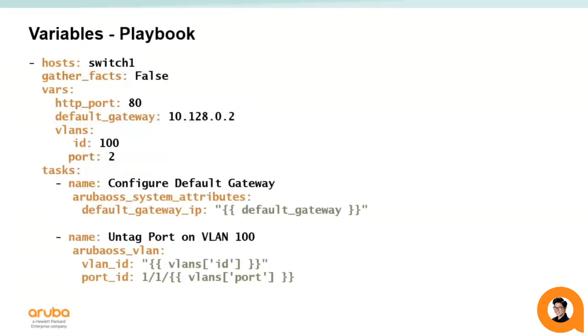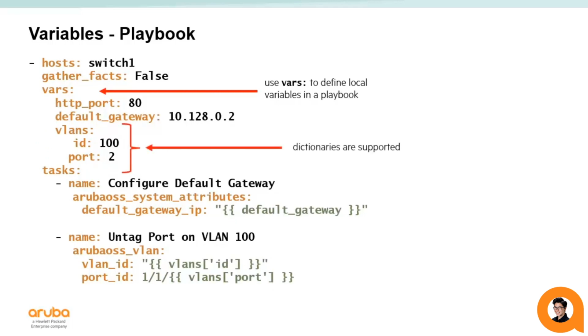Variables in playbooks are relatively simple. Here's an example playbook where we have variables defined. To define a variable in a playbook, use the keyword vars before writing your tasks. All variables will be defined single-indented below. Dictionaries are also supported. To define a dictionary, simply indent the key value pairs below the dictionary variable name.